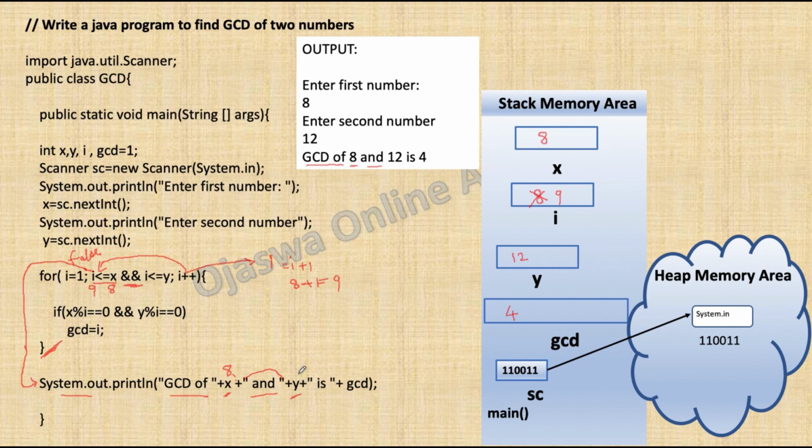Value of variable y is retrieved, that is 12. 12 is printed to the console. "Is" is text again. This is printed as it is to the console. And the value of variable GCD, that is 4, is retrieved and printed to the console. So we get the output: GCD of 8 and 12 is 4. And this is how we find the GCD of two numbers.